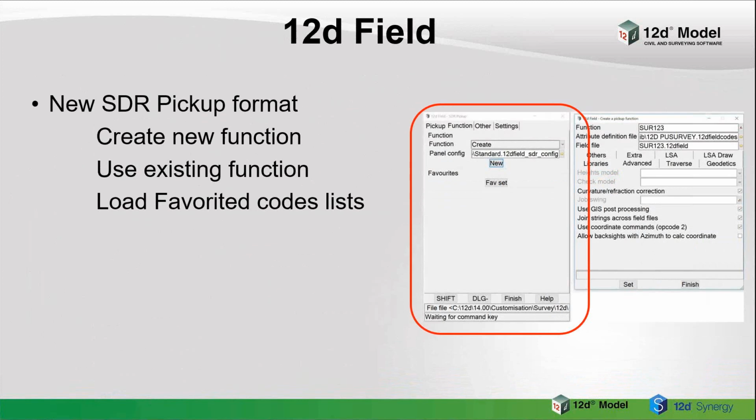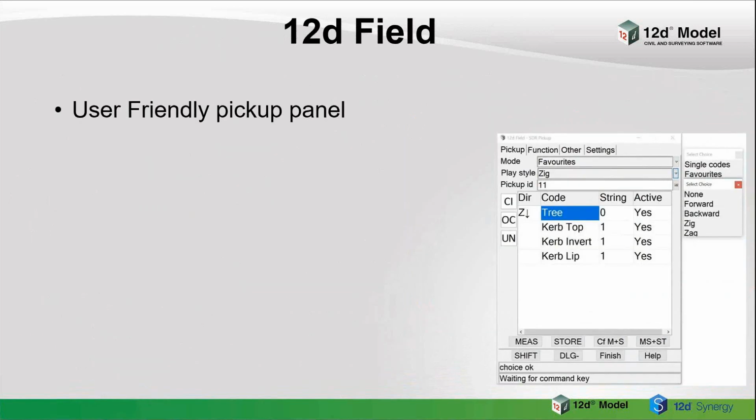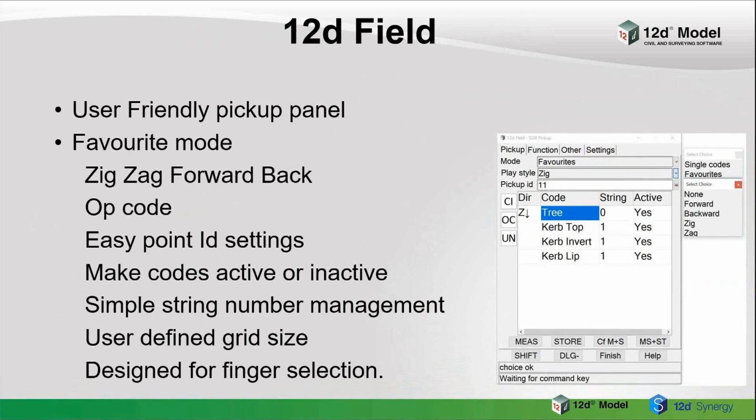So the pickup format, there's a new function for creating it. You can use your existing functions, it converts them. You can load in favorite code lists. And the SDR pickups, which are the ones used in 12D field pickup, all those things are there, plus there'll be a lot of other bits and pieces. So I think you'll have no trouble. It does everything it did before, but hopefully in a combined way. And hopefully, as we say, the panels are much more friendly. And all your favourite things for pickup are still in there, your zigzags, opcodes and so on, they're all still available to you.